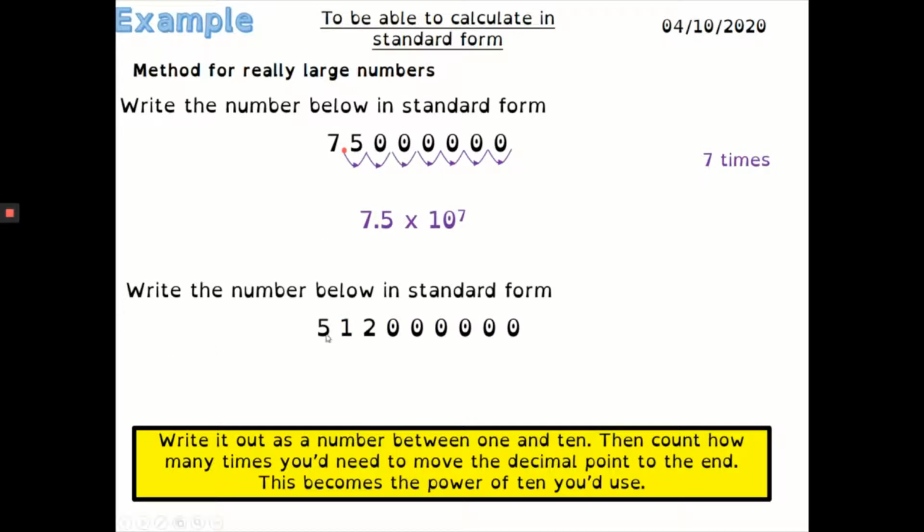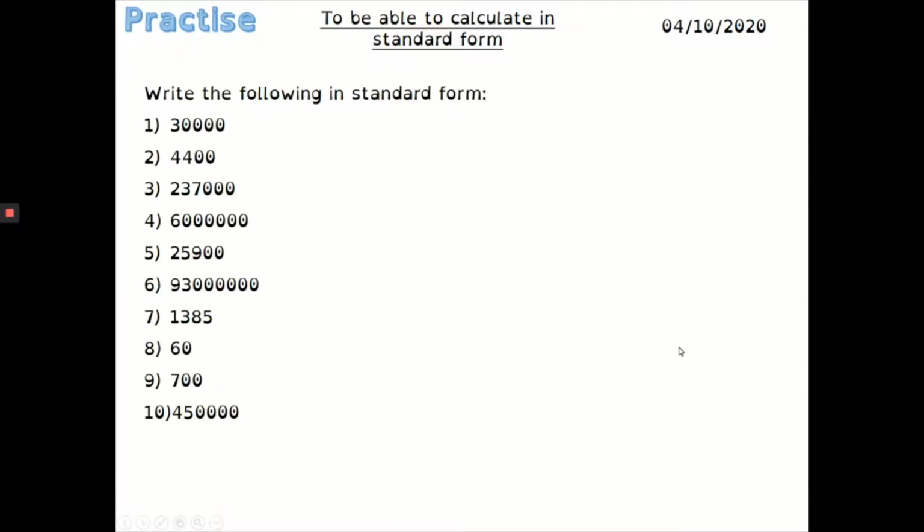Here for this one, again, write it as a number between 1 and 10, 5.12. Count how many times I'd have to move my decimal point to the end. It'd be 8 times. So I'll call it 5.12 times 10 to the power of 8. Pause the video and have a go at these questions. And here are the answers.